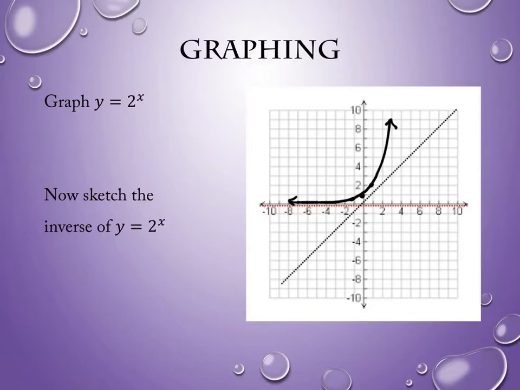So if I were to take this image and flip it over that line, folding along the y equals x line that we just drew, can you tell me what it would look like? Would it be increasing or decreasing? It would still be increasing. Where would it have an asymptote? What do you think?